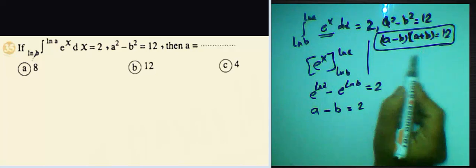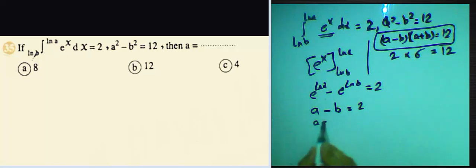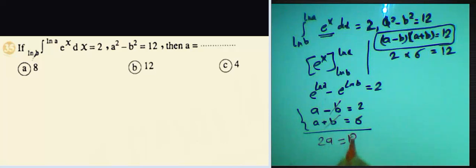Then a plus b equals what? 12 divided by 2 equals 6. Then a plus b equals 6. We can add the two equations here and cancel negative b and positive b. Then 2a equals 8. Then a will be 8 divided by 2 equals 4. Then a equals 4. Choose letter C.